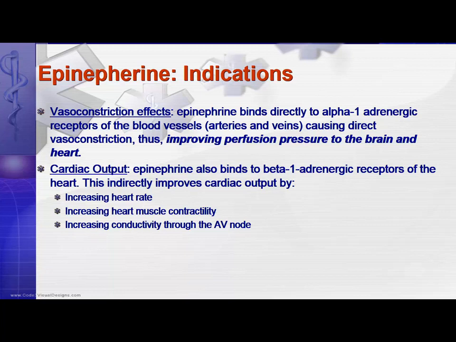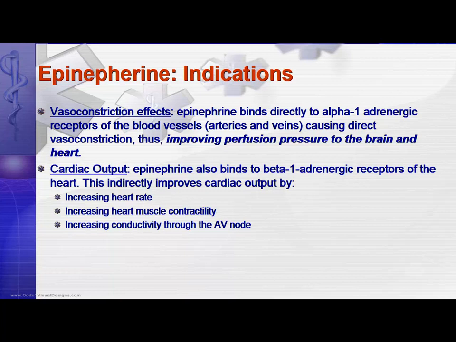Epinephrine binds directly to alpha-1 adrenergic receptors of the blood vessels, causing direct vasoconstriction, thus improving perfusion pressure to the brain and heart. Important as far as getting oxygen to the brain. And then for cardiac output, epinephrine also binds to beta-1 adrenergic receptors of the heart. If the heart is beating, it will increase heart rate because it is beta 1, not alpha, forget I said alpha. Beta 1 receptors increase heart muscle contractility, so it might help with some inotropy as well, and increase conductivity through the AV node. So epi kind of does all 3 of those things.